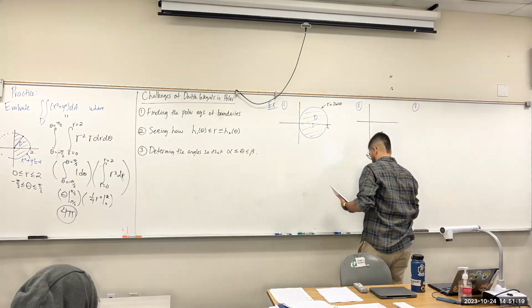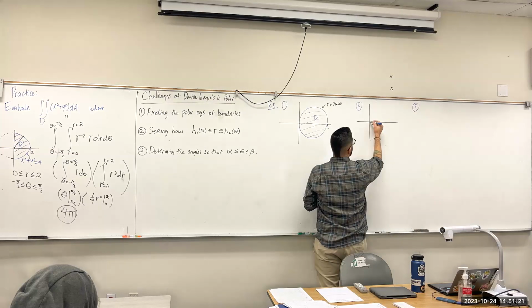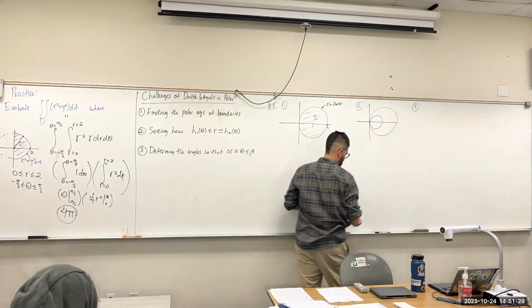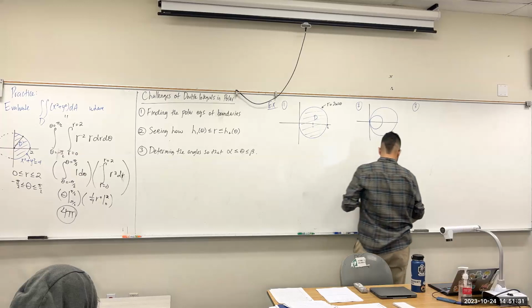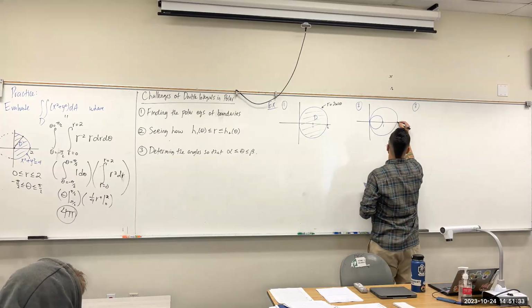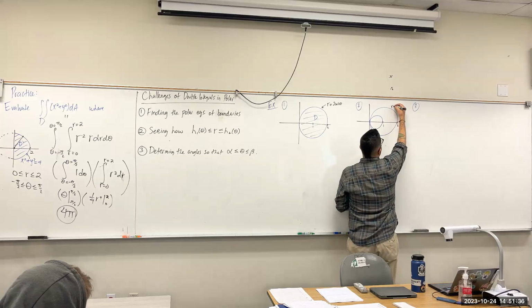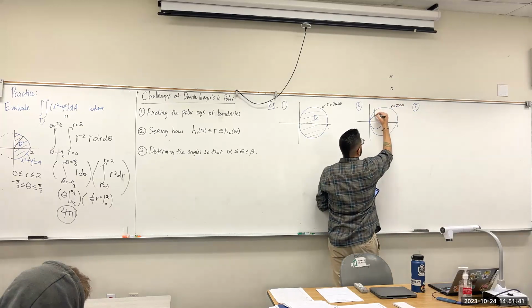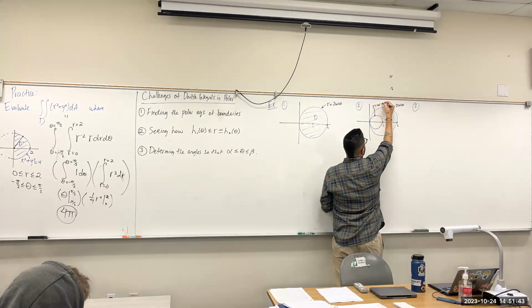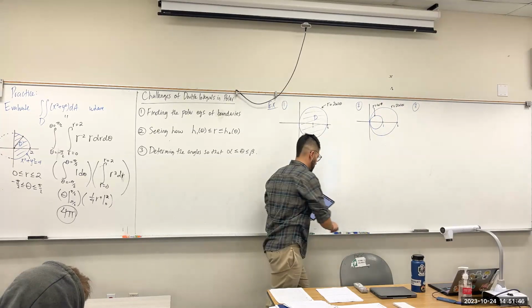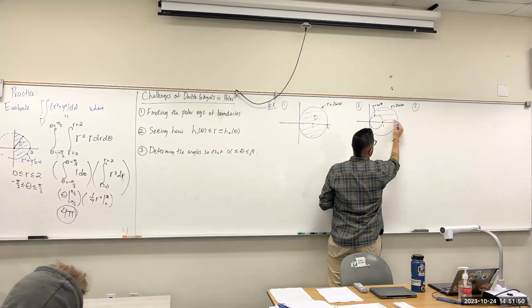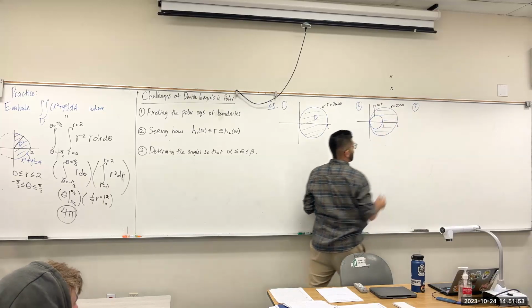Example number 2 is very similar to this one, but there's also a little circle inside of it. Where this is R2 cosine theta, this is going to be R1 cosine theta. And your region is going to be this part of it, like that.